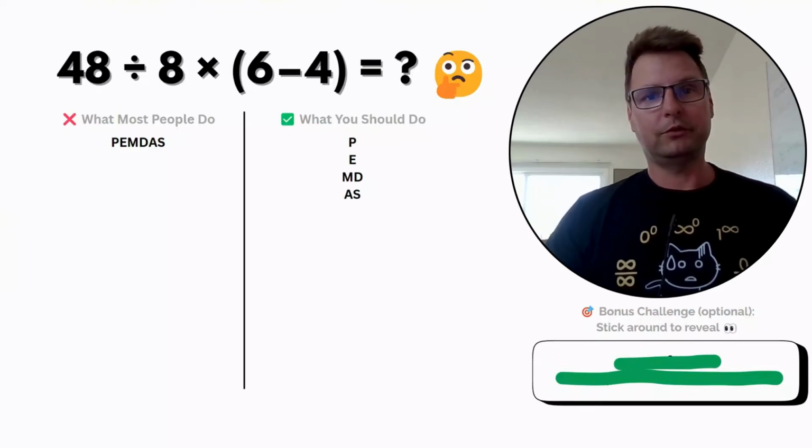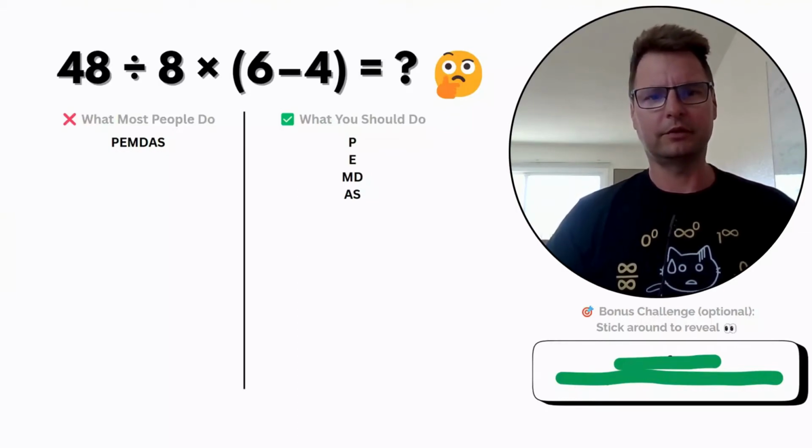A lot of people memorize it as 6 steps, but it's actually 4. And if you get this wrong, you'll end up with the wrong answer, even if you follow PEMDAS exactly. And stick around because at the end, there's a bonus challenge where you get to flex your skills.